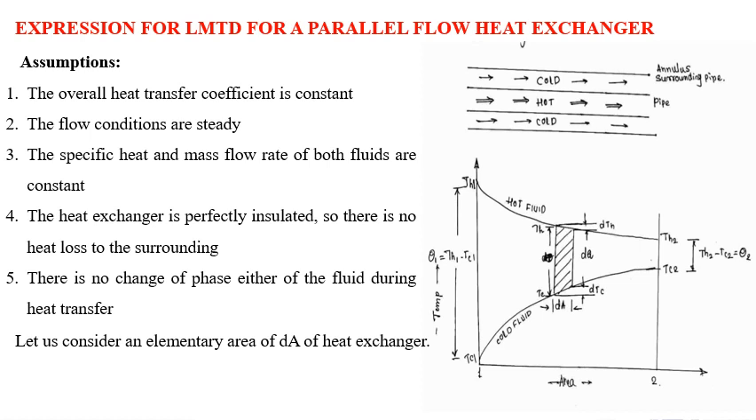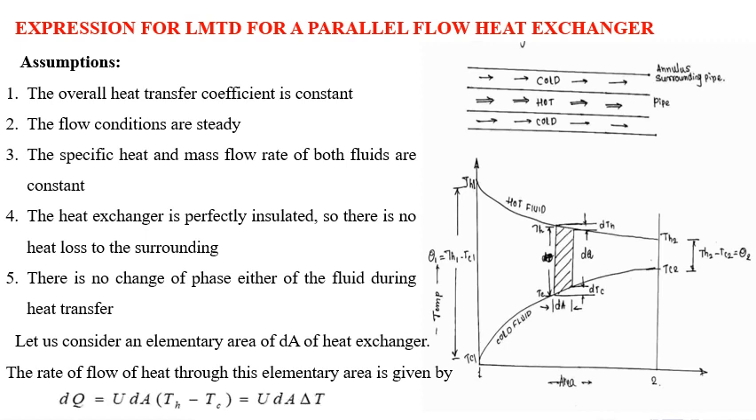Now, for analysis purposes, we are going to consider an elemental area dA of the heat exchanger. The rate of heat flow through this elemental area is given by dq. dq is equal to U dA (Th minus Tc), which is equal to U dA delta T.